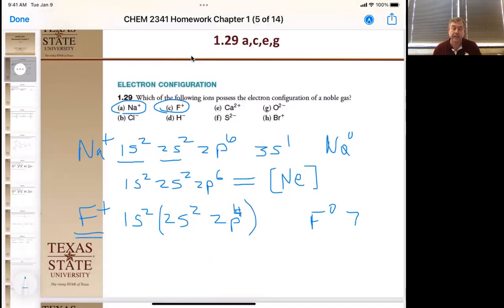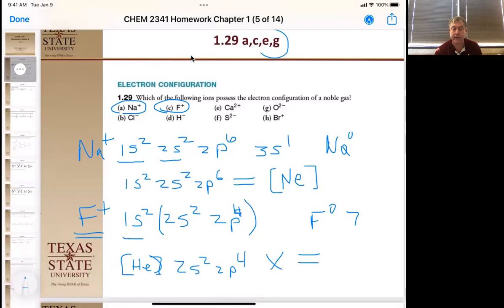Now, does this fit a noble gas? Well, no. The 1s fits a noble gas, where we have helium, and then we have a 2s2 and a 2p4. That does not equate to a noble gas.